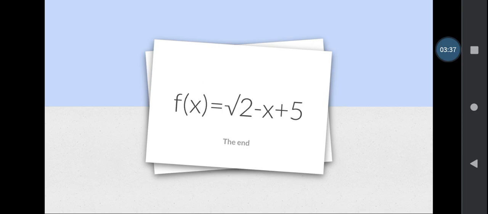Thank you guys for listening to and learning my solutions to our 3 different equations, with our initial equation of f of x equals the square root of 2 minus x plus 5, solving for the functions of f of negative 3, f of 2, and f of a.